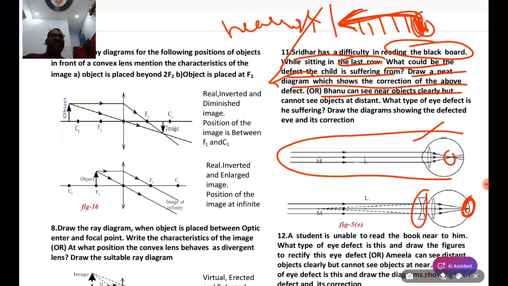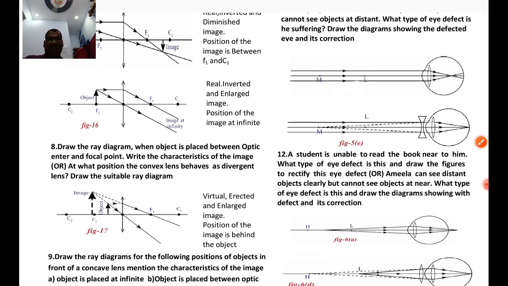Same way, look here, second way. Banu can see near objects clearly but cannot see far objects. When he can see near objects clearly, it is called nearsightedness. What type of defect is he suffering from? He is suffering from myopia. Draw the diagram: myopic eye and correction. Right? So one more question is given indirectly. Check it here.